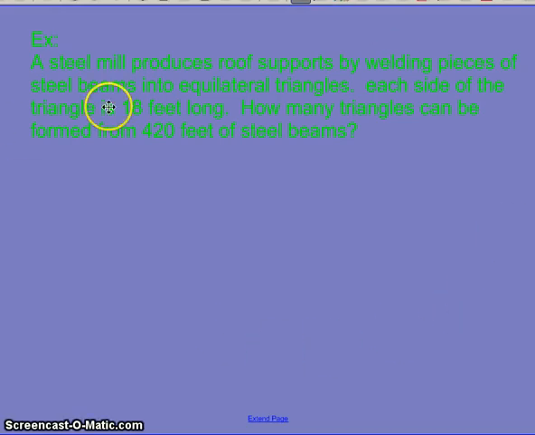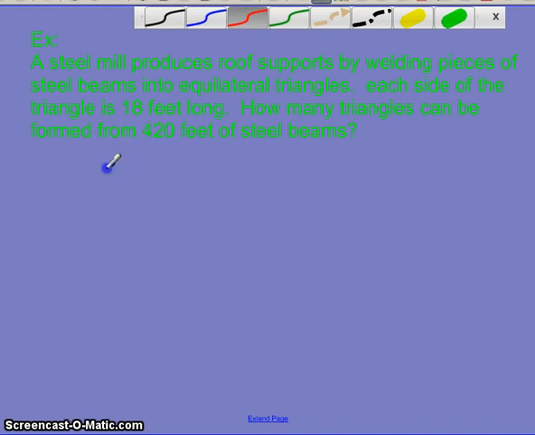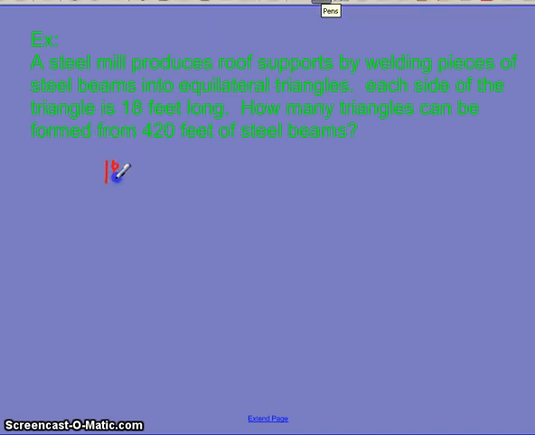Let's move on. What do we have here? A steel mill produces roof supports by welding pieces of steel beams into equilateral triangles. Each side of the triangle is 18 feet long. How many triangles can be formed from 420 feet of steel beams? Alright, each side of the triangle is 18 feet, so we're going to have 3 sides in a triangle. Each one of them is going to be the same, so we need to take that 18 and multiply it by 3.